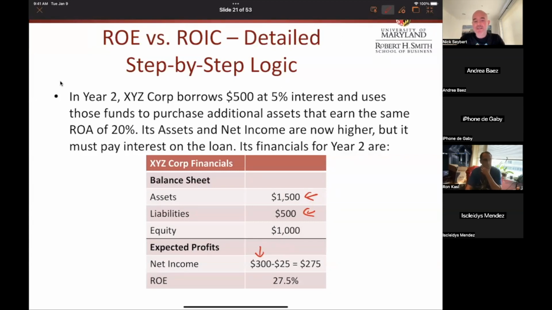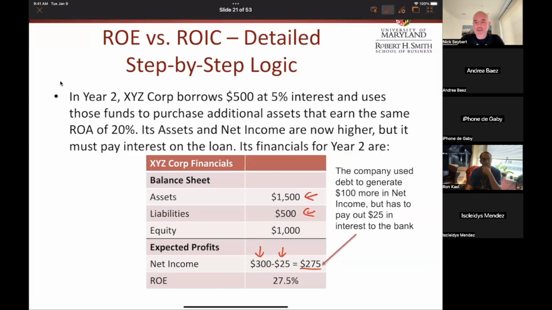And so it would be tempting to think, hey, we have a 30% ROE, right? 300 divided by 1,000, but we don't. Why? We're subtracting $25. What's the $25? Why am I subtracting $25? The $25 is the interest payment on the loan. We were just talking about how on the income statement, we have to subtract interest expense, right? And so the ultimate net income that the company is going to report is $275.